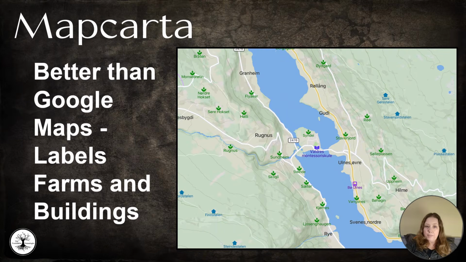It's called MapCarta. It is like Google Maps, but it's more specific. It'll show villages and sometimes even buildings and farms, especially Swedish and Norwegian farms. It'll show them on here with that little green icon and name. And if you've done any Scandinavian research, you'll know that farms are very heavily listed in all records. Sometimes there are clues that farms used to exist in an area just based on bus stop names too, or street names. Just follow all of these geographic clues.